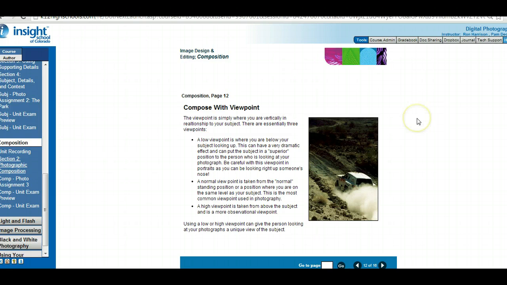Okay, viewpoint. So you can pose with viewpoint. So this picture, obviously the person was up on a high rock taking a picture down. If they could have been down here at a lower level, the viewpoint for this picture would have been completely different. The context and the composition would have been completely different.